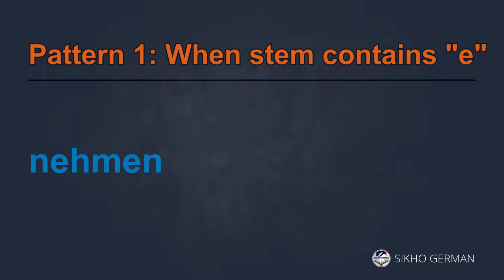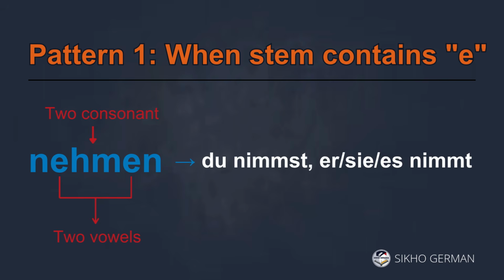One more example, nehmen, to take. Structure N-E-H-M-E-N. Two e vowels with two consonants hm in between. Du nimmst, you take. Er/sie/es nimmt, he, she, it takes. Notice, the first e becomes i, nehmen becomes nimmst and nimmt.